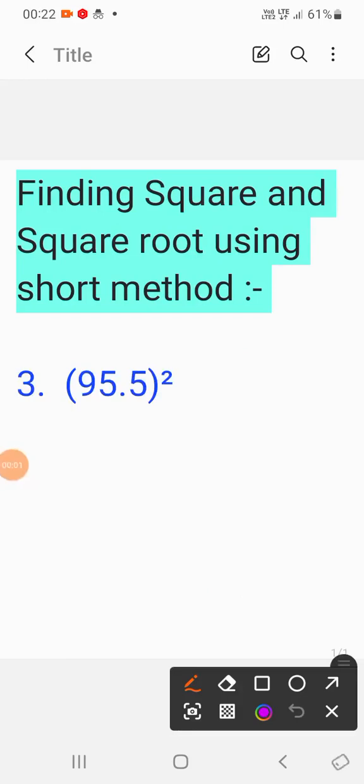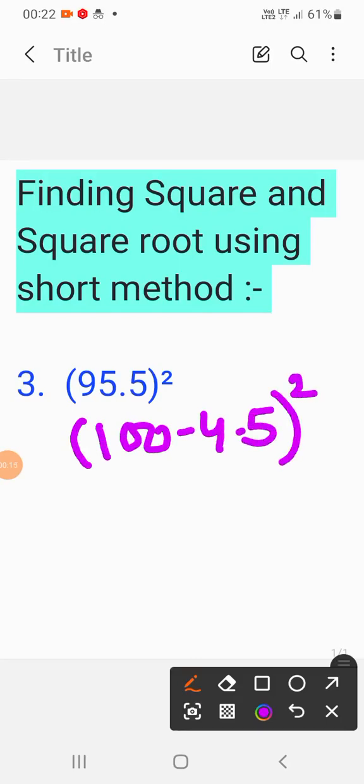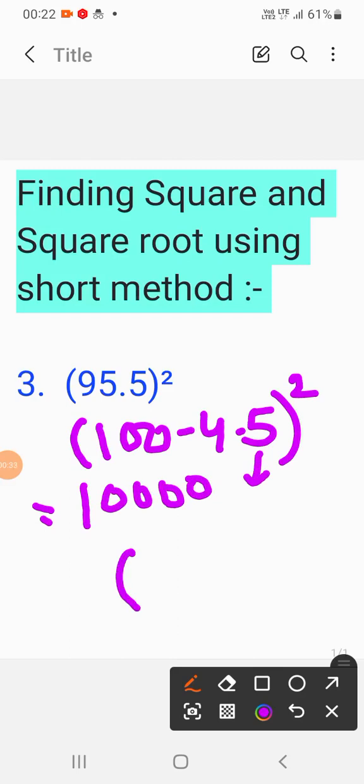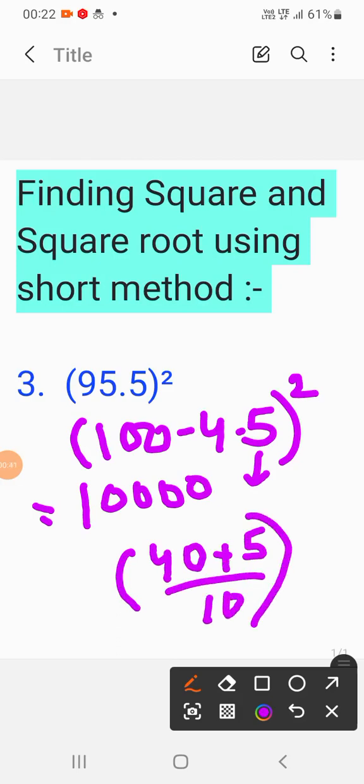In this question, we have to find the square of 95.5. So the number closest to 95.5 is 100. So 100 minus 4.5 raised to the power 2. Since 100 minus 4.5 is equal to 95.5. Now the square of 100 would be 10000. And the square of 4.5 we have to find separately. So we will write it as 40 plus 5 upon 10 raised to the power 2.